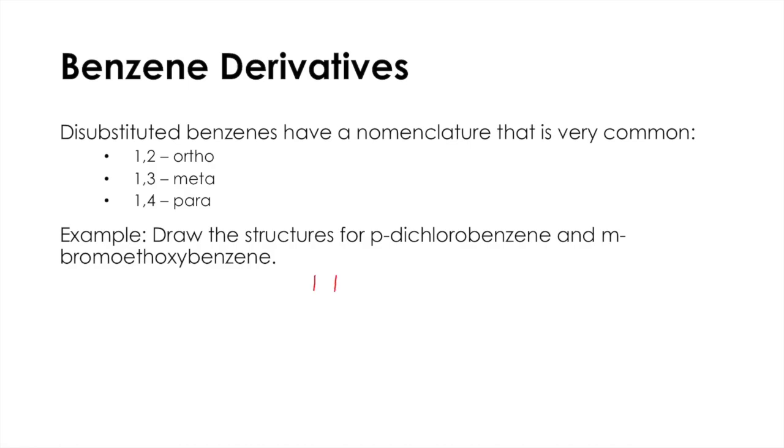Well, we have a benzene. P stands for para, which means 1,4, and that just means that the 2 chlorines are opposite each other. That's para-dichlorobenzene. Or m-bromo-ethoxybenzene. Again, benzene is the root. And then m stands for meta, or 1,3.